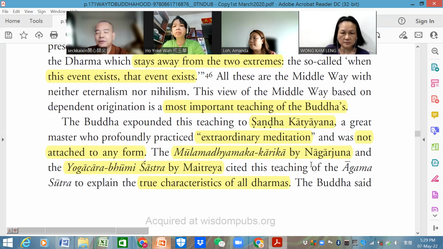One is Nagarjuna. In Mandarin, Nagarjuna is Long Su Pusa. Mula Madhyamaka Karika is Zhong Guan Lun. Then Maitreya is Mi Le Pusa, Yogacara Bhumi Sastra, Yi Qie Lun. So meaning these two major Mahayana schools were also enlightened by this Sanda Katyana. So class, always remember, once we talk about the Mahayana in India, there is the Mula Madhyamaka Karika and also the Yogacara Bhumi. They are the real Mahayana.